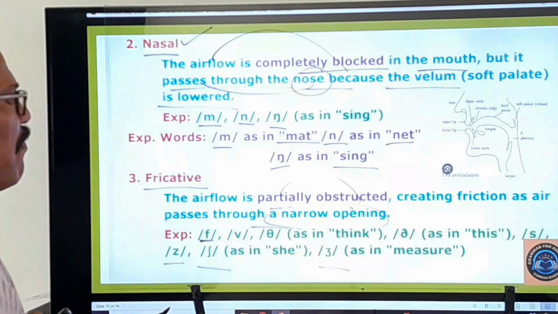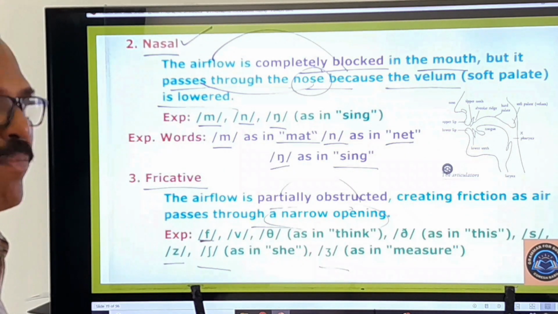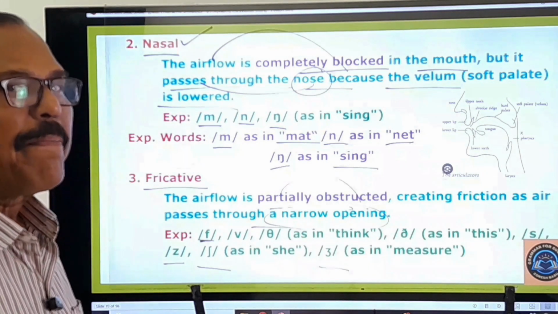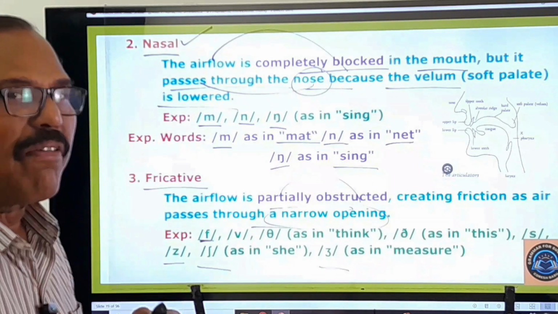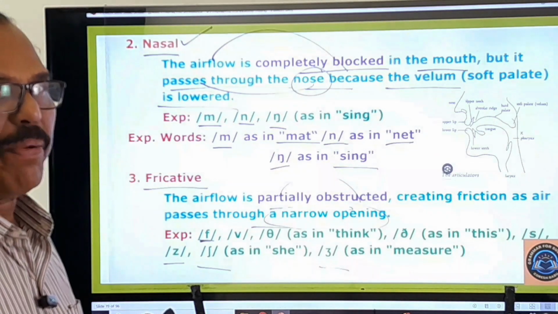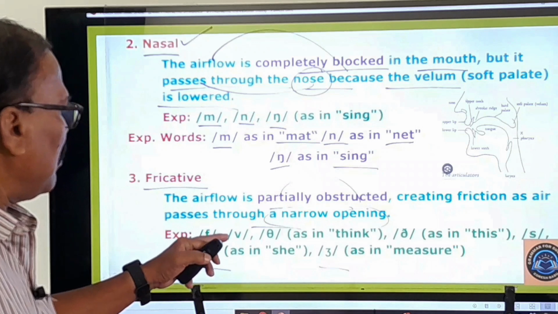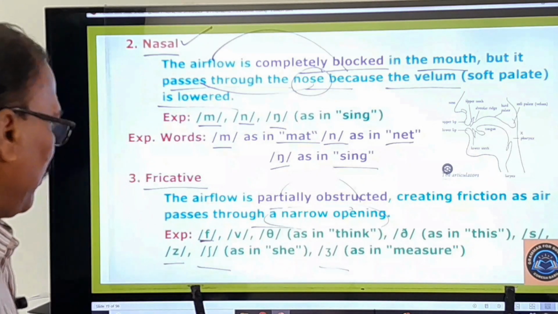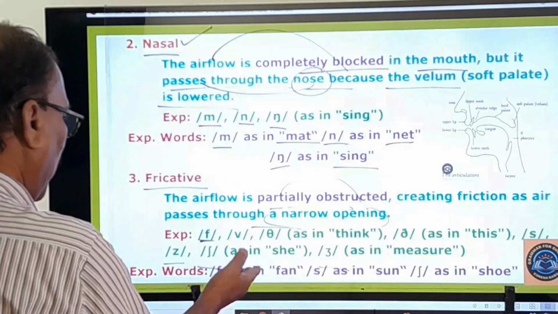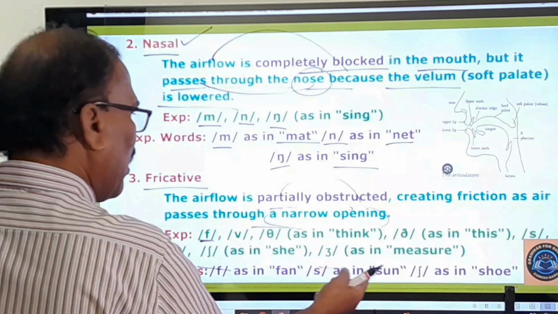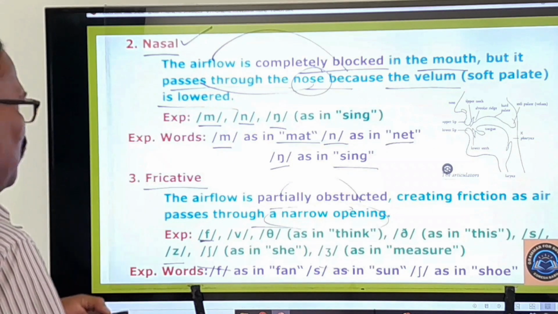Okay, just you say this and find out how it is. Fa, va. You are not completely stopping, just like in this, ma, like that. But here you are partially stopping. That is there. And now you move on to the examples given here: fan, sun, show. Example words. Okay, fricatives are over.